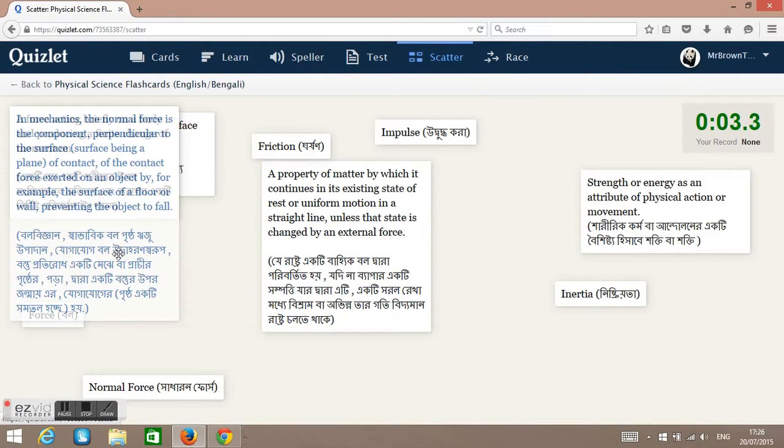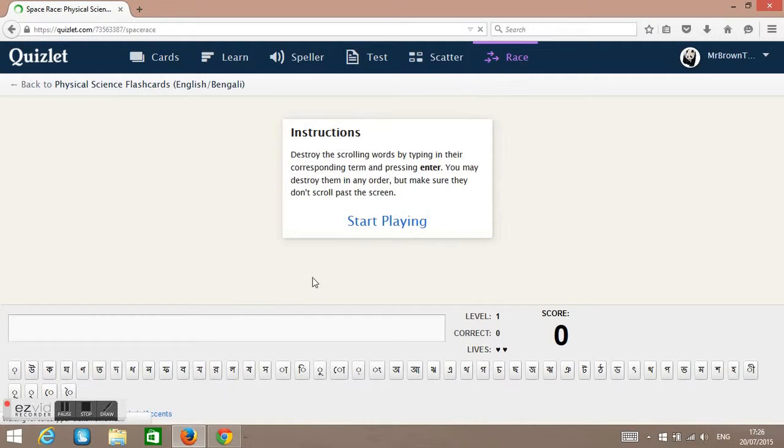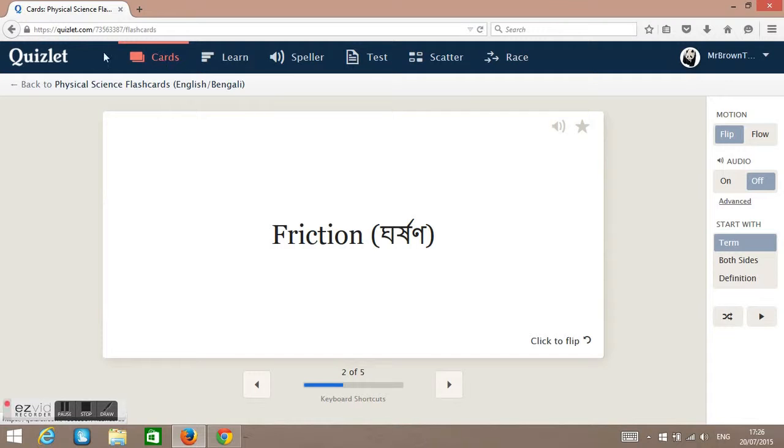And I think the great thing about this is that it would work in a classroom where you'd have a high degree of students whose native language is English. Maybe you had a classroom where half the students were English native speaking and the other half were Bengali native speaking. You could use this set for the whole class.